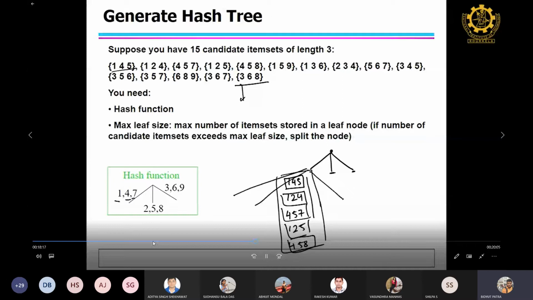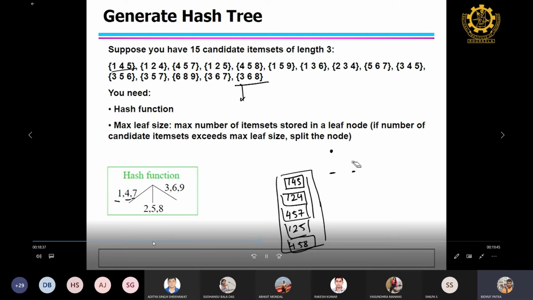So again the same tree structure will come, and again we have to arrange this node into this node and this node, because the candidate item set will always be in the leaf node. Now what do we have to do? So this has to be split.